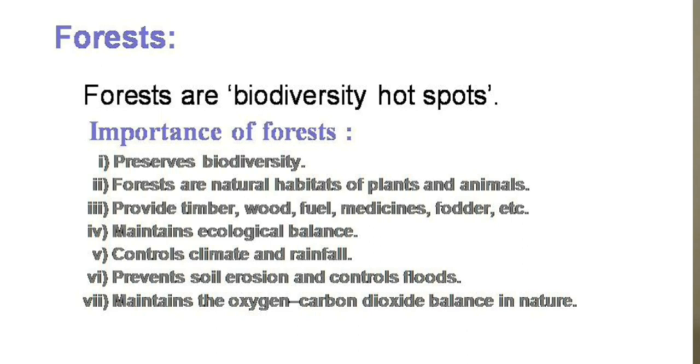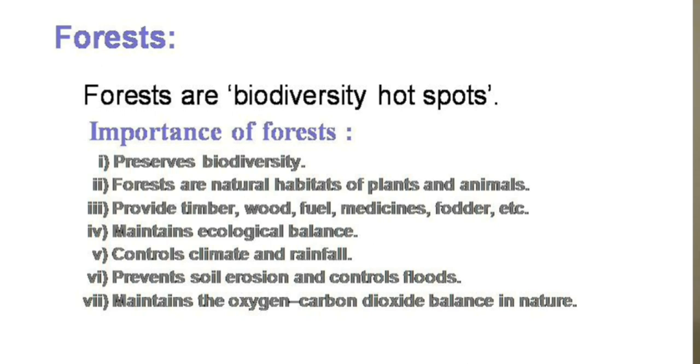They provide timber, wood, fuel, medicines, and fodder. They maintain ecological balance, control climate and rainfall, prevent soil erosion, and also control floods. They maintain the oxygen and carbon dioxide balance in nature.